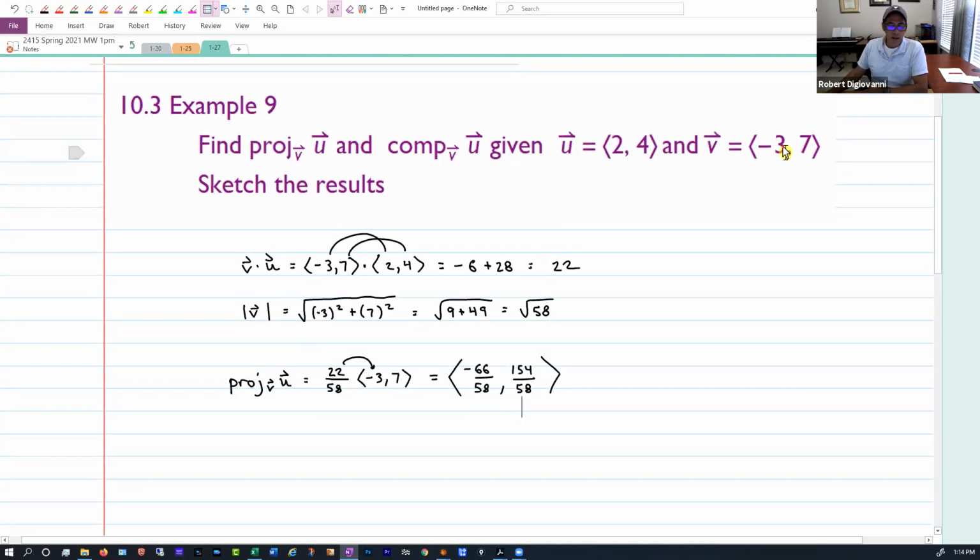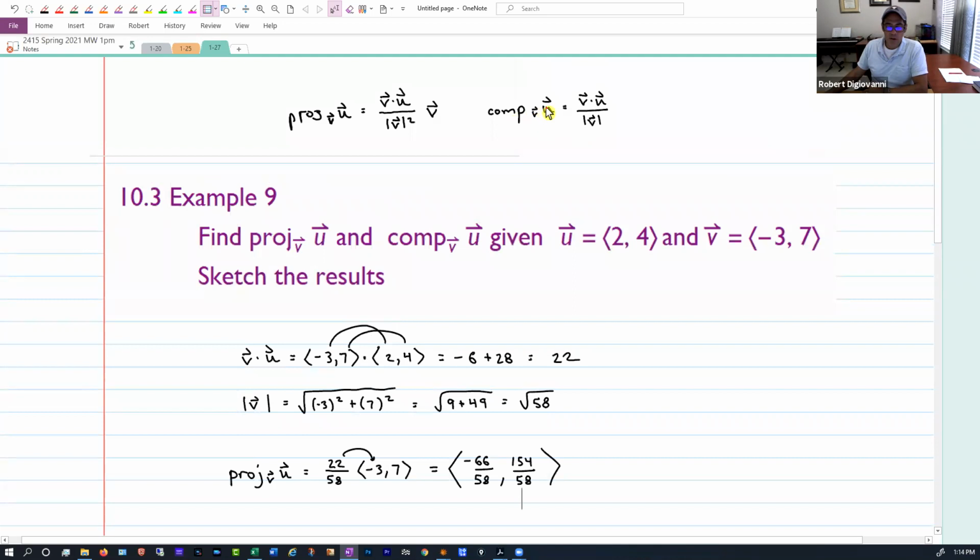Now, the next thing we need to do is find the component of u onto v. So we just do this, right? I'll do it right here so we can see the formula. The component of u onto v should just be v dot u, which is 22 again, over the magnitude of v, which is square root of 58. And that's it. Of course, we could get that as a decimal if we wanted to and figure out, you know, about how big that is. But the exact answer is this.